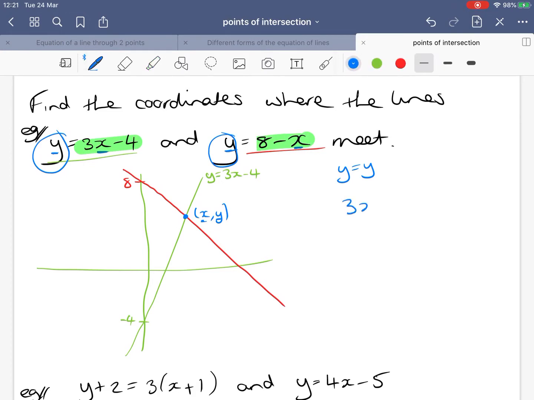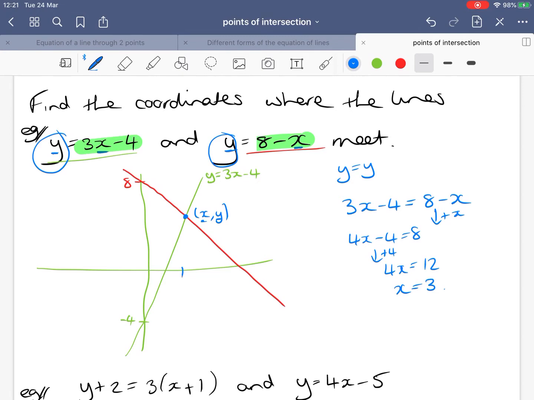So I can write 3x minus 4 is equal to 8 minus x. And now I've just got one equation, one unknown. I can solve this. Add x to both sides. So I've got 4x minus 4 equals 8. Add 4 to both sides. I've got 4x equals 12. So my x equals 3.